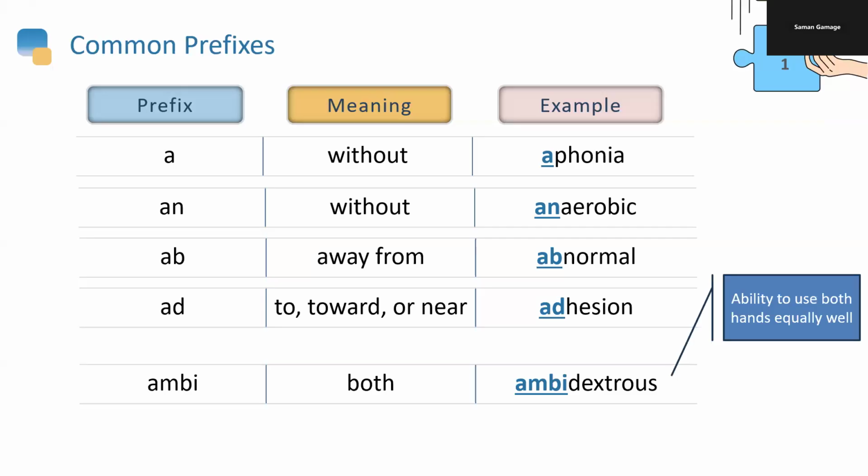Ambi means both. Ambidextrous means ability to use both hands equally well. In some people, the right hand is dominant, and in some people, the left hand is dominant. If someone can use both hands equally well, this is called ambidextrous.